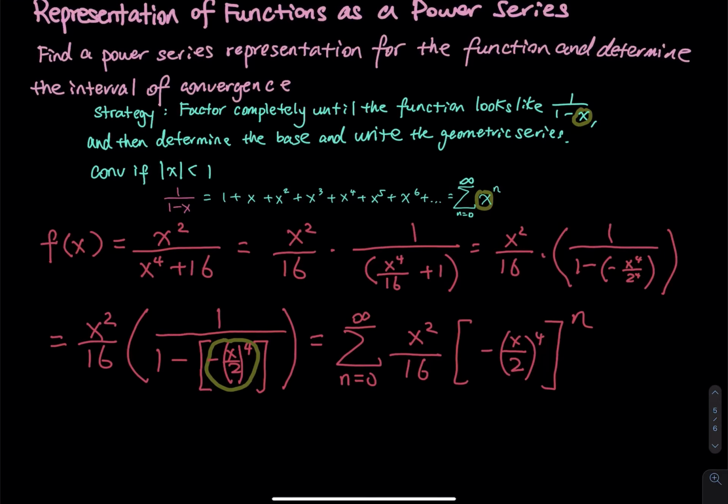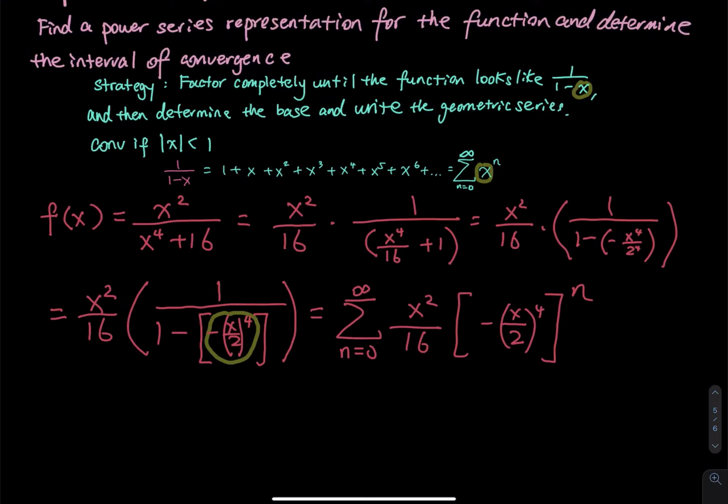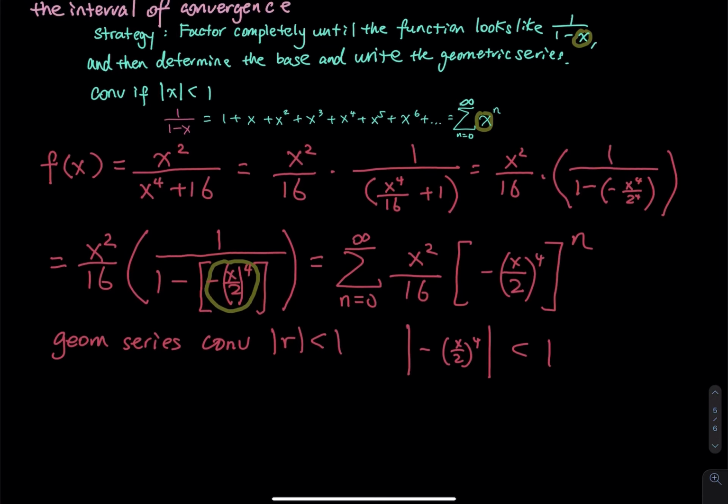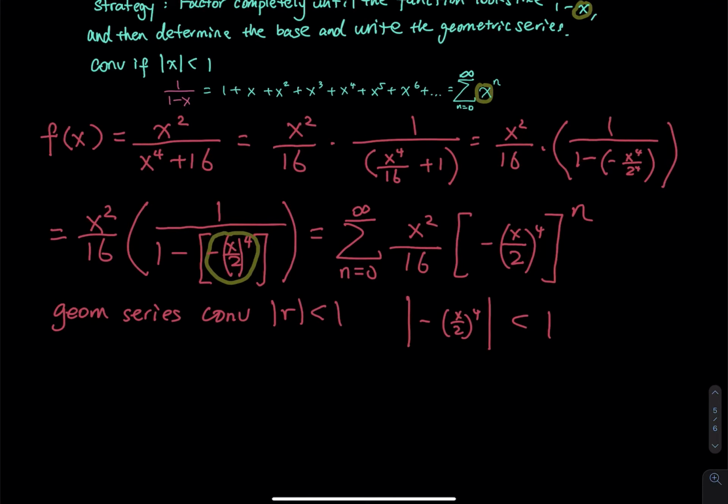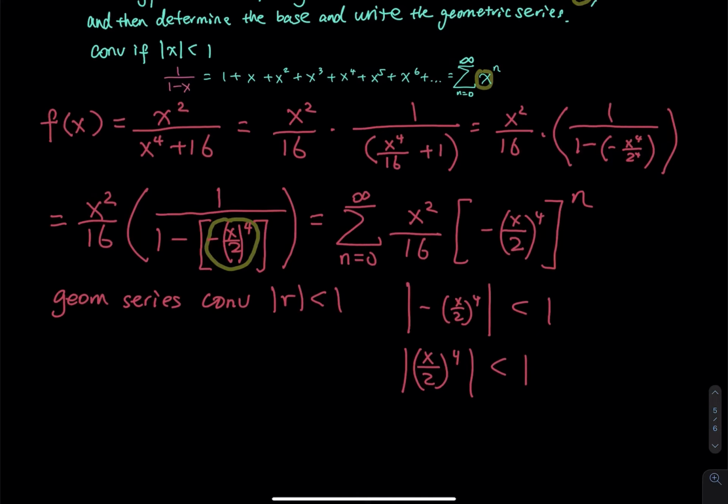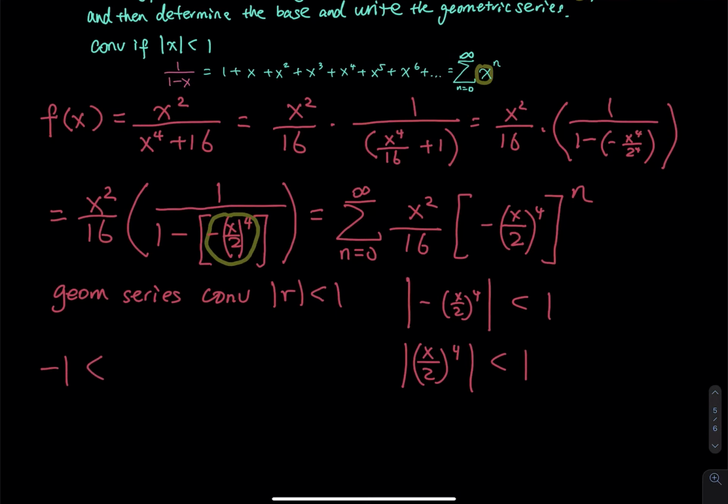So when is the geometric series convergent? Let's write this down. The geometric series converges when the absolute value of the common ratio is less than 1. So in our case, the absolute value of negative x divided by 2 raised to the fourth power is less than 1. Since there is an absolute value, we can just take away the negative. So x divided by 2 raised to the fourth in absolute value is less than 1, and that is between negative 1 and 1, right?